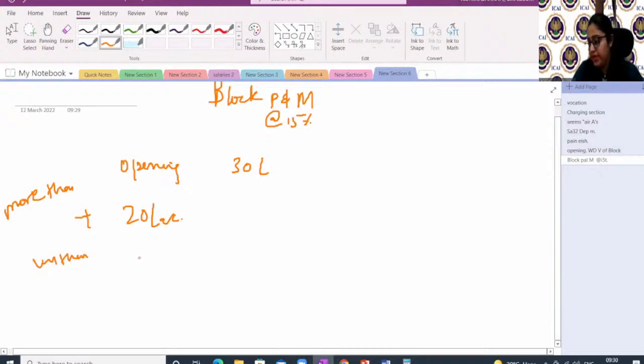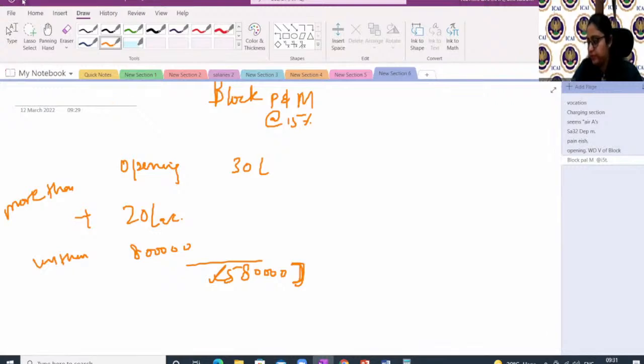Here we will write 8 lakhs, right? So my total is 30 plus 20 plus 8, a block of 58 lakhs has been formed, right? Will I apply depreciation on this whole 58 lakhs? No. I have to break it for calculating the depreciation, and then I'll have another block. First we'll do it for this.